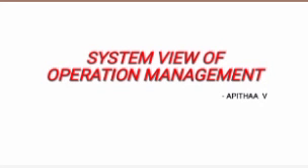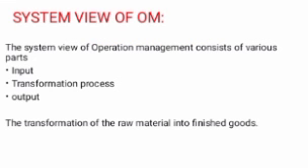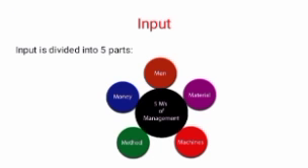Every business organization goes through certain operations, and managing such operations is called operation management. System view is nothing but the overall view of the operation, and the system view of operation management consists of three major parts: input, transformation process and output.